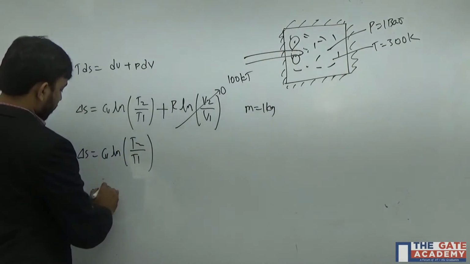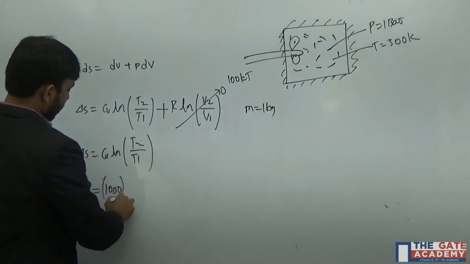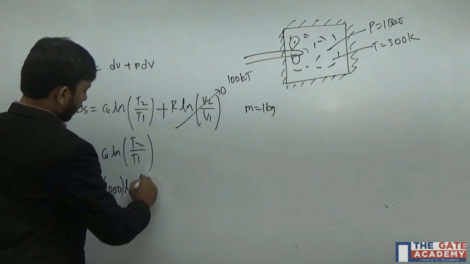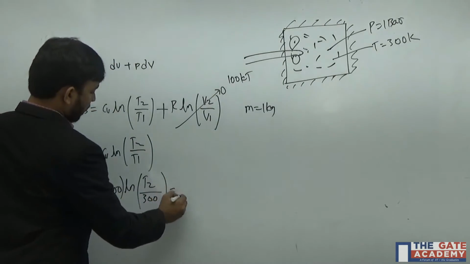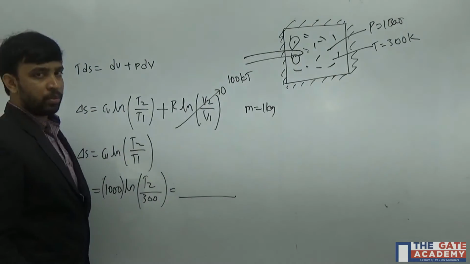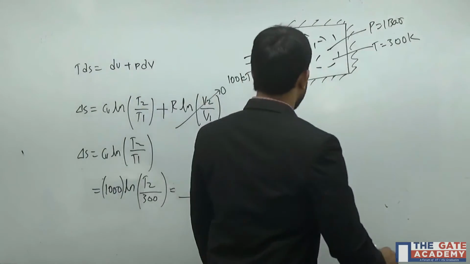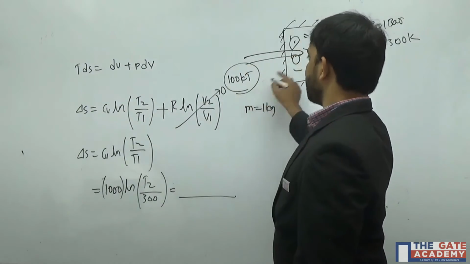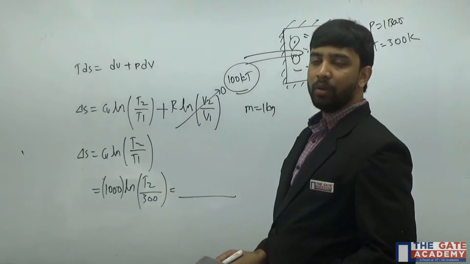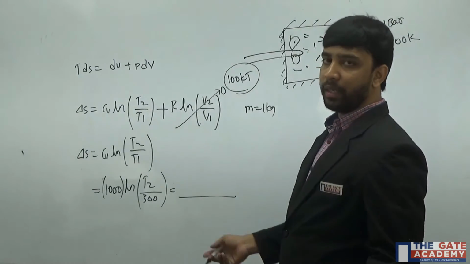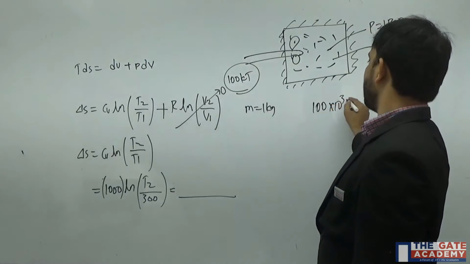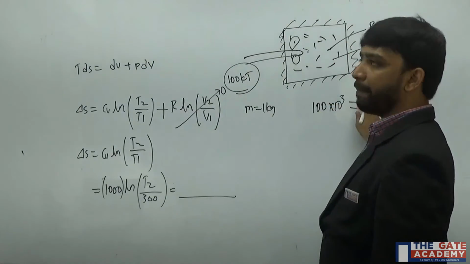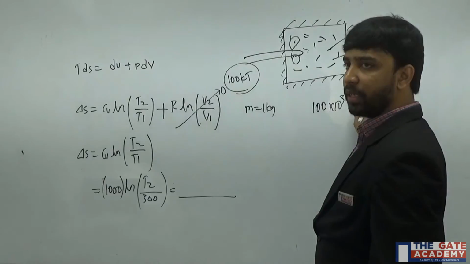Cv is given as 1000 joule per kg Kelvin. So log of the final temperature T2 divided by the initial temperature, 300. If you know the final temperature, you can get the value of change in entropy during the process. Now, how to get this final temperature? Whatever work you are supplying to the gas is converted into heat energy. It's used for increasing its temperature.